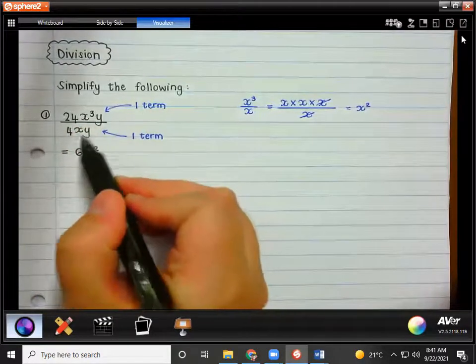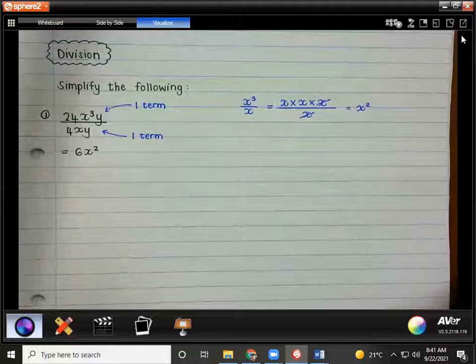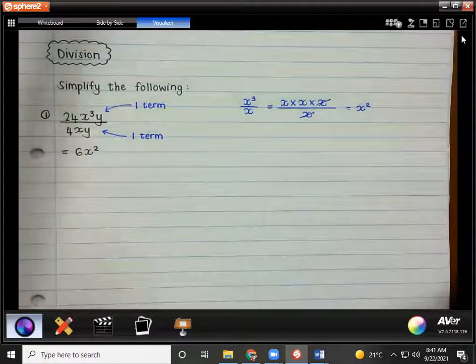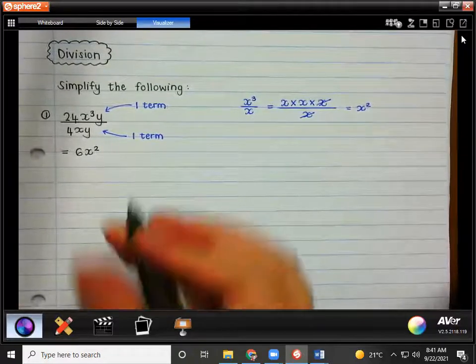And then what is y divided by y? What's anything divided by itself? 1. So is there going to be a y in my answer? No, my answer is 6x squared. Okay, I'm going to do a few more.